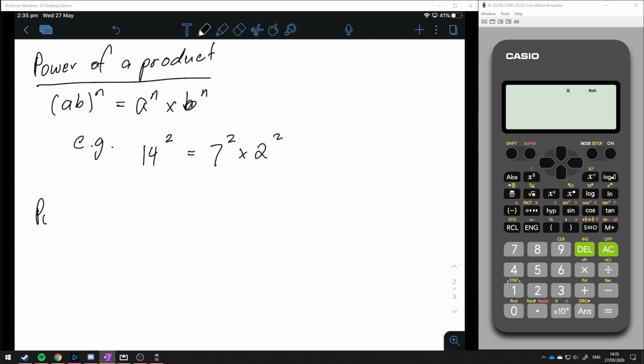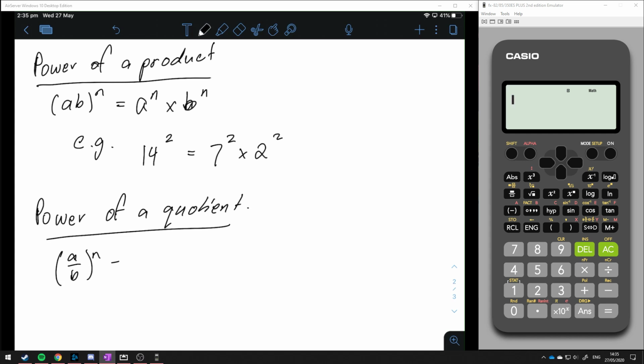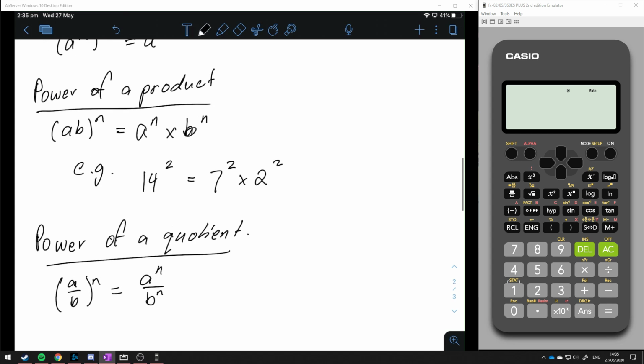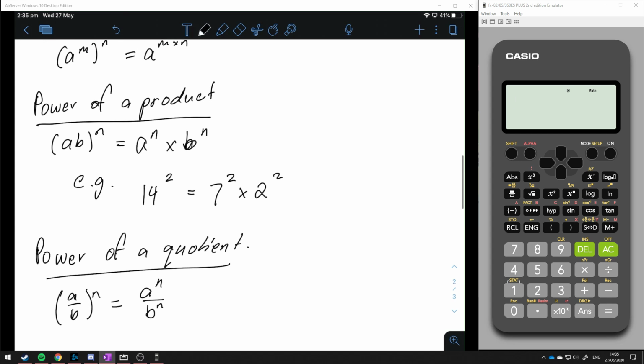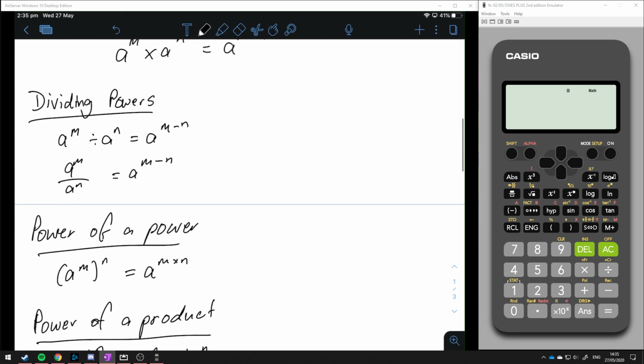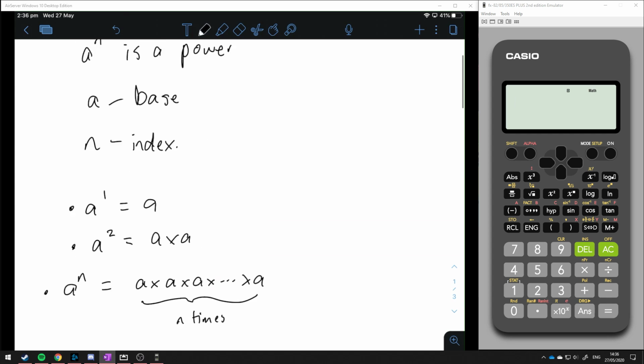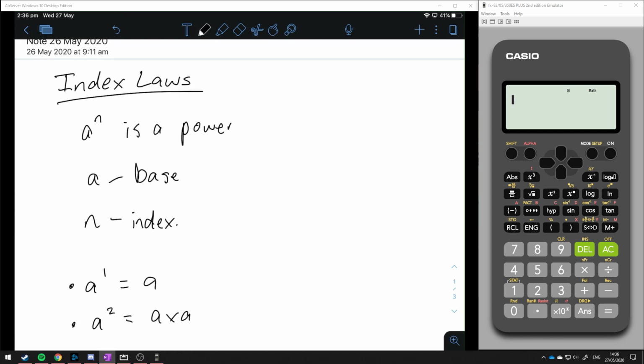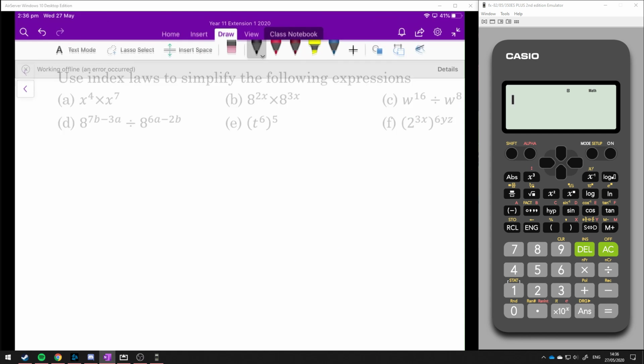And then, of course, we have power of a quotient. A quotient being like a fraction or a division. So this is just a to the n over b to the n as well. So these are all our index rules and index laws, and consequent rules that come about from those laws. Let's have a look at some of these in an example.